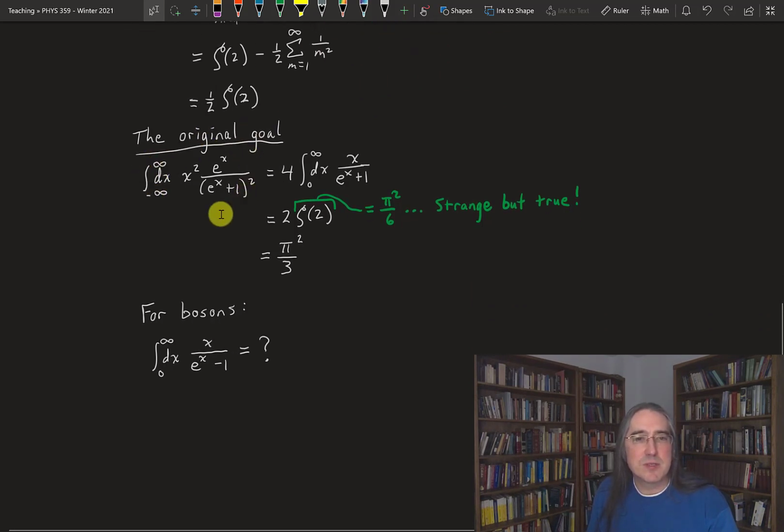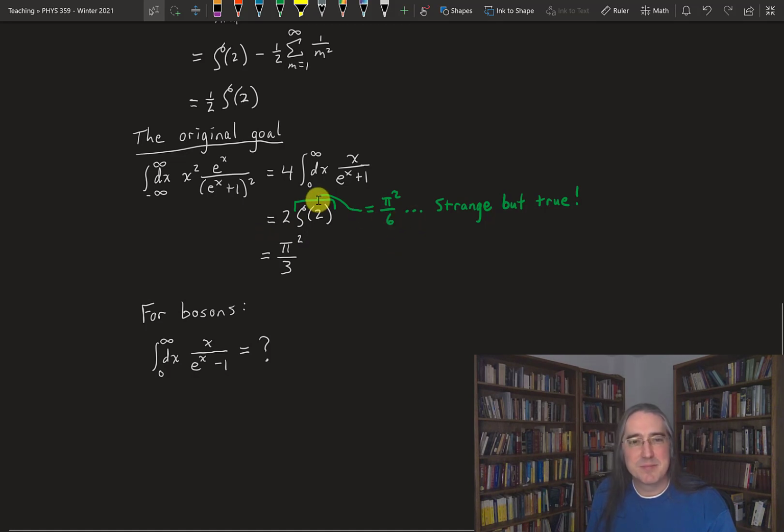So the original goal was to do this integral. We turned it into 4 times this integral. And now we've found that this integral is equal to 1/2 zeta of 2. So the original integral is 2 times zeta of 2. And, strange but true, this zeta function, which is a sum of 1 over integers squared, turns out to be equal to pi squared over 6. We will actually see where that comes from in a couple of minutes as well.